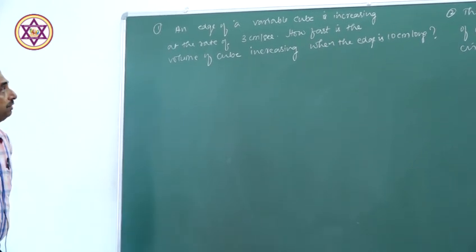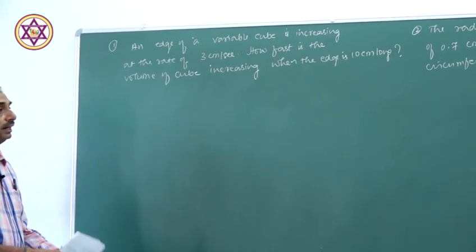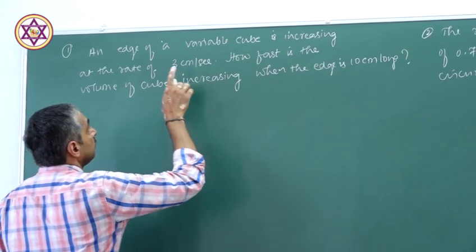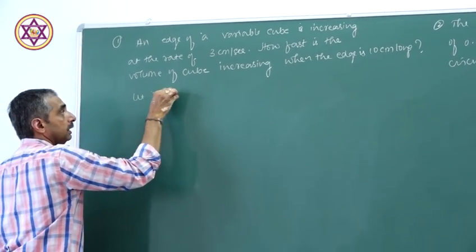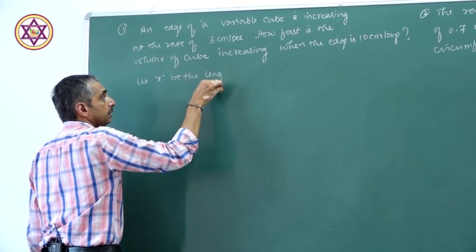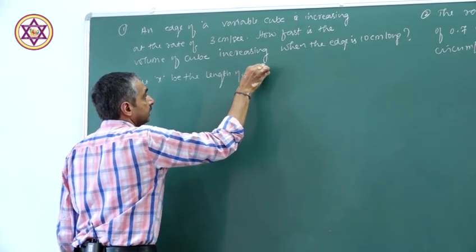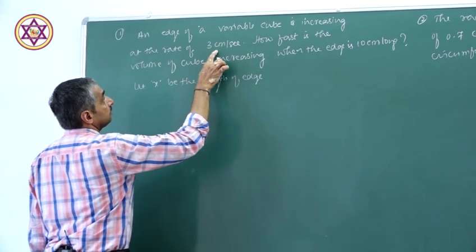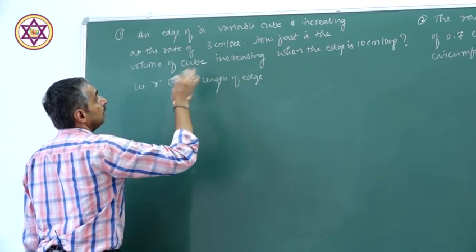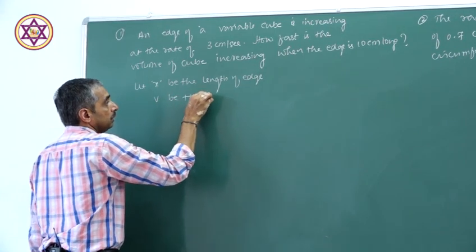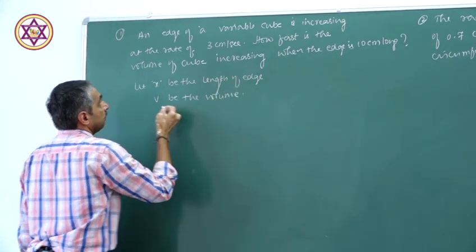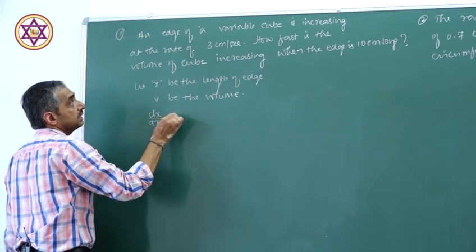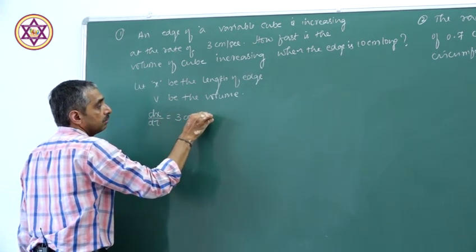The edge of a variable cube is increasing at the rate of 3 centimeter per second. Let x be the length of the edge of the variable cube, and let V be the volume. Now the data given: the edge is increasing, the rate of change of edge, that is dx by dt, is 3 centimeter per second.